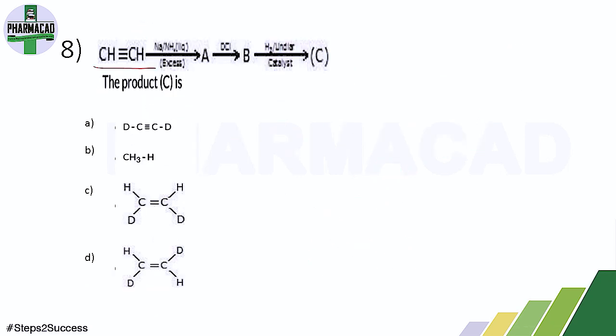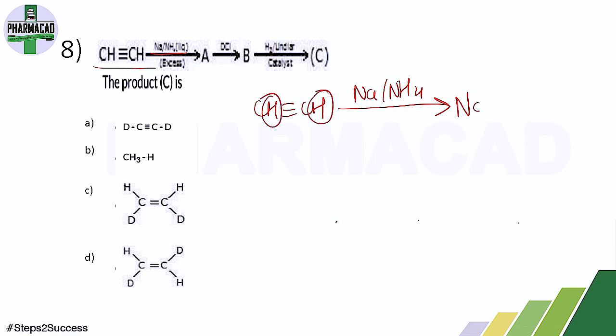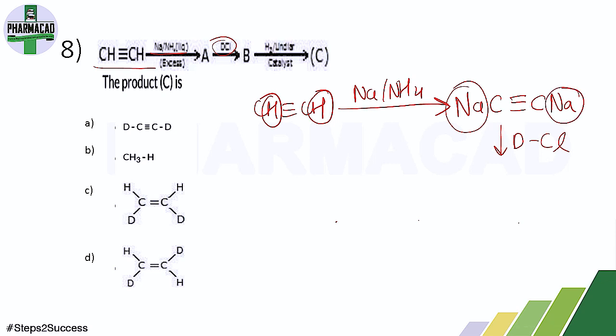This is ethyne. So ethyne with sodium in liquid ammonia in excess, what will we get? This hydrogen gets replaced with sodium, this also. So NaC triple bond CNa. Okay. Then it is treated with DCl. So what will happen? Na gets replaced with D. CD triple bond CD. Then they are doing Lindlar's catalyst.